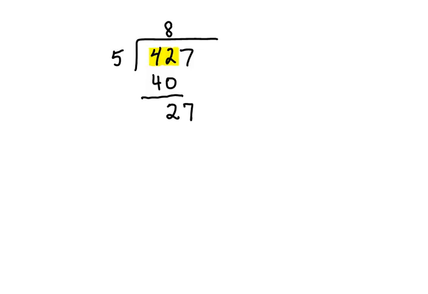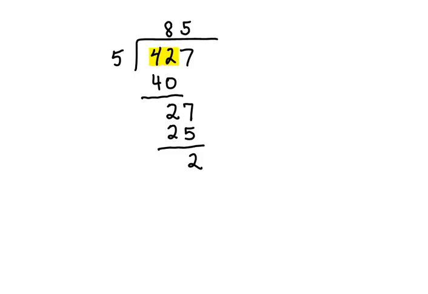And we see if 5 goes into 27, which it does. 5 goes into 27 5 times, and 5 times 5 is 25. So we record the 5 on top and multiply 5 times 5 to get 25. We subtract the 25 from 27, and we're left with 2. So we know that 5 goes into 427 85 times.